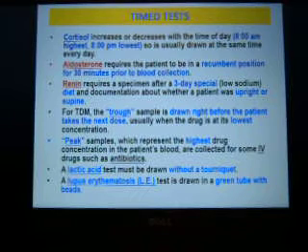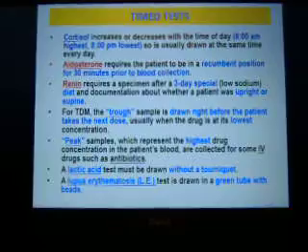Now, we were talking earlier about cortisol. It increases or decreases with the time of day. 8 a.m. is at its highest and 8 p.m. at its lowest. So it's usually drawn at the same time every day. Aldosterone requires the patient to be in a recumbent position for 30 minutes prior to blood collection.